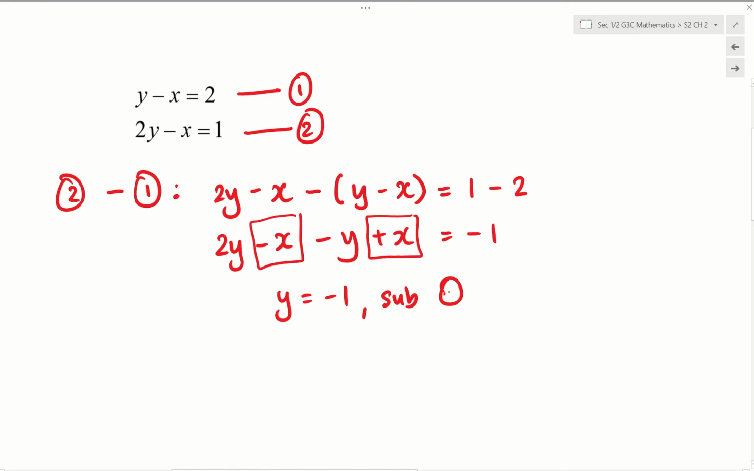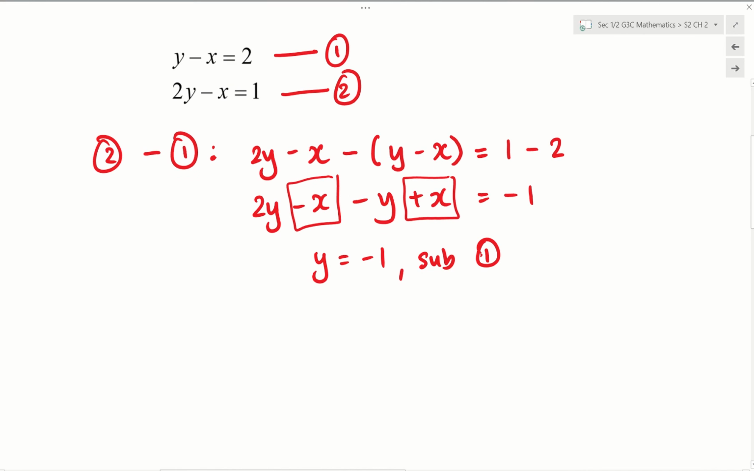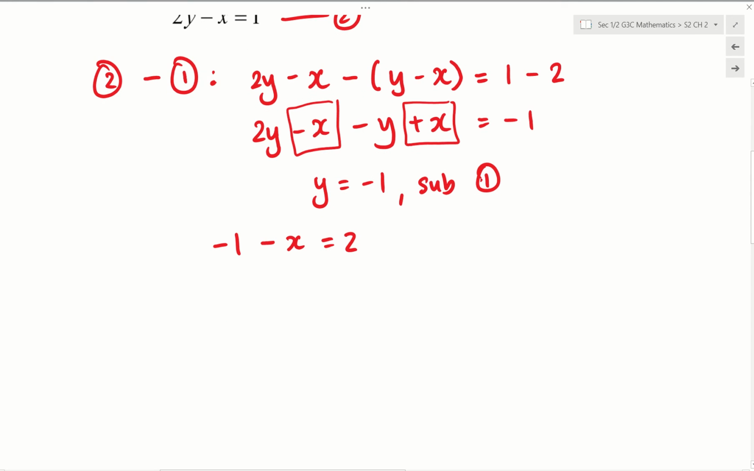It is your choice. So I'll choose to substitute into equation 1. So really just, every time you see the y, change it to negative 1. Minus x equals 2. Then make x the subject. So negative x, you add 1 to both sides, you get 3. And x will be negative 3. So these are your values. These are your answers.